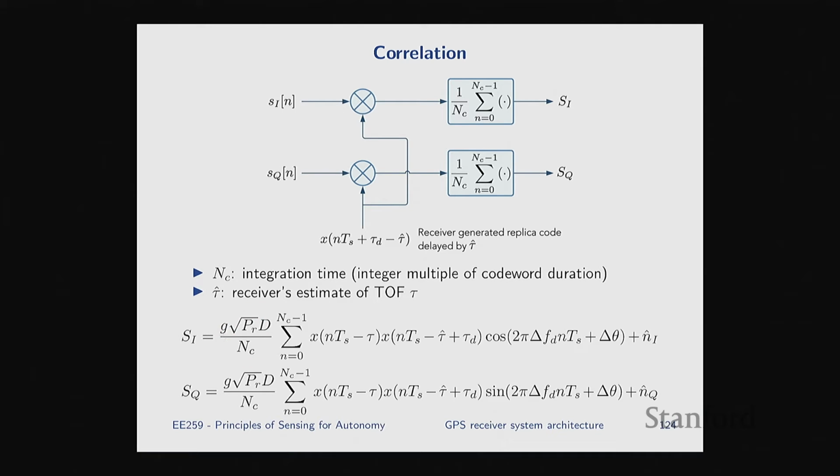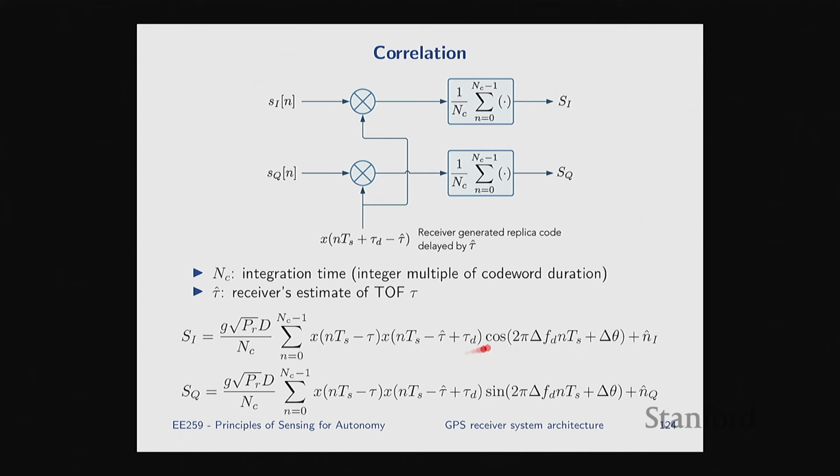G was the gain of the low noise amplifier. Root PR is the received signal power. D is our navigation message. I'm taking it out of the summation because we said we can assume it's a constant, right? So this D is either a +1 or a -1, depending on what the value of the LNAV message was at the time. This 1 over NC is just the constant for the cyclic correlation because it's a normalization constant by the number of samples.